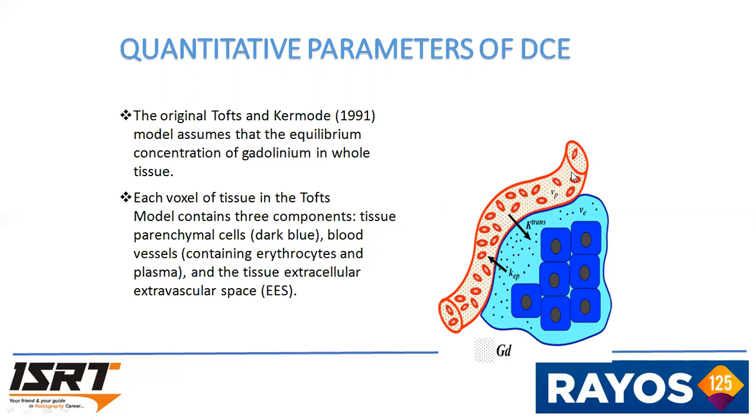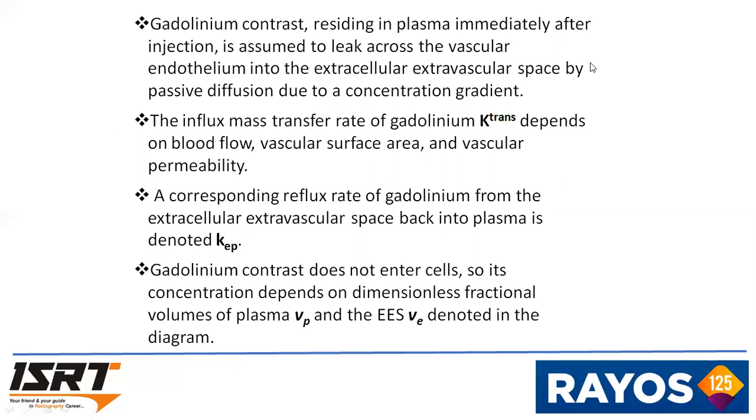This is the vessels. Gadolinium contrast residing in the plasma immediately after the injection is assumed to leak across the vascular endothelium into the extracellular and extravascular space by passive diffusion due to the concentration gradient. The influx mass transfer of the gadolinium cations depends upon the blood flow, vascular surface area, and vascular permeability.